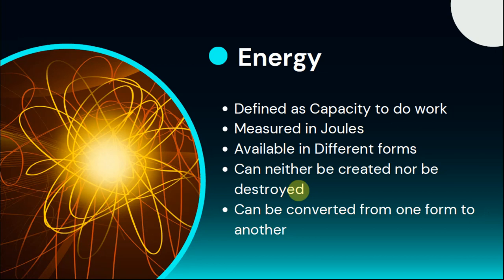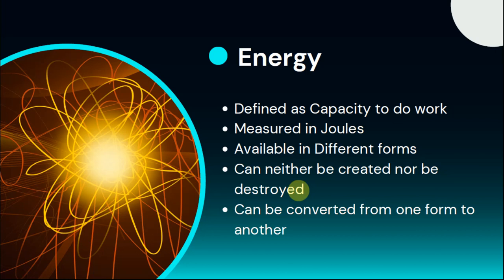And other facts about energy: the first thing is that energy is available in different forms. What are they? Please pause the video and write in your notebook the different forms of energy that come to your mind. So the different forms of energy are mechanical energy, heat energy, chemical energy, electrical energy and many others.